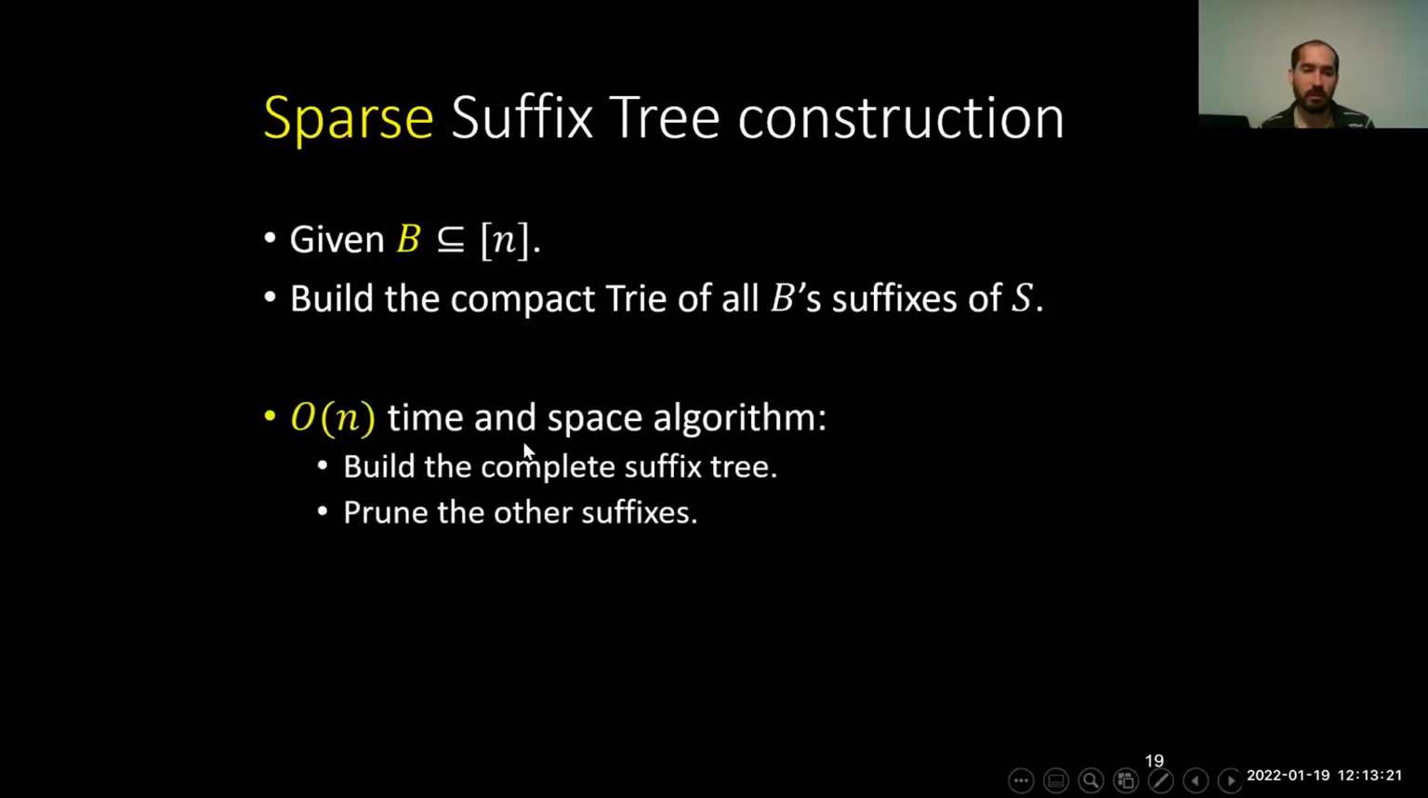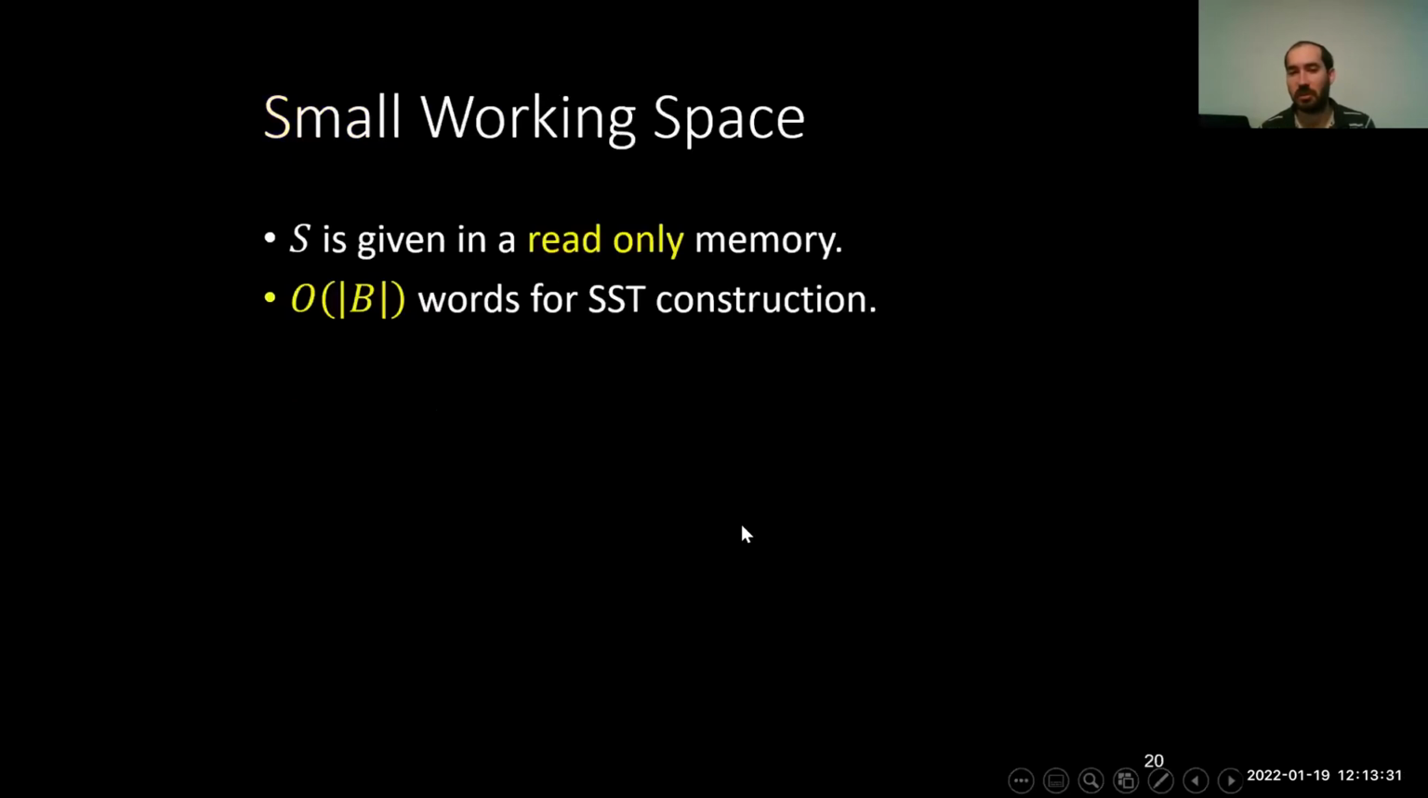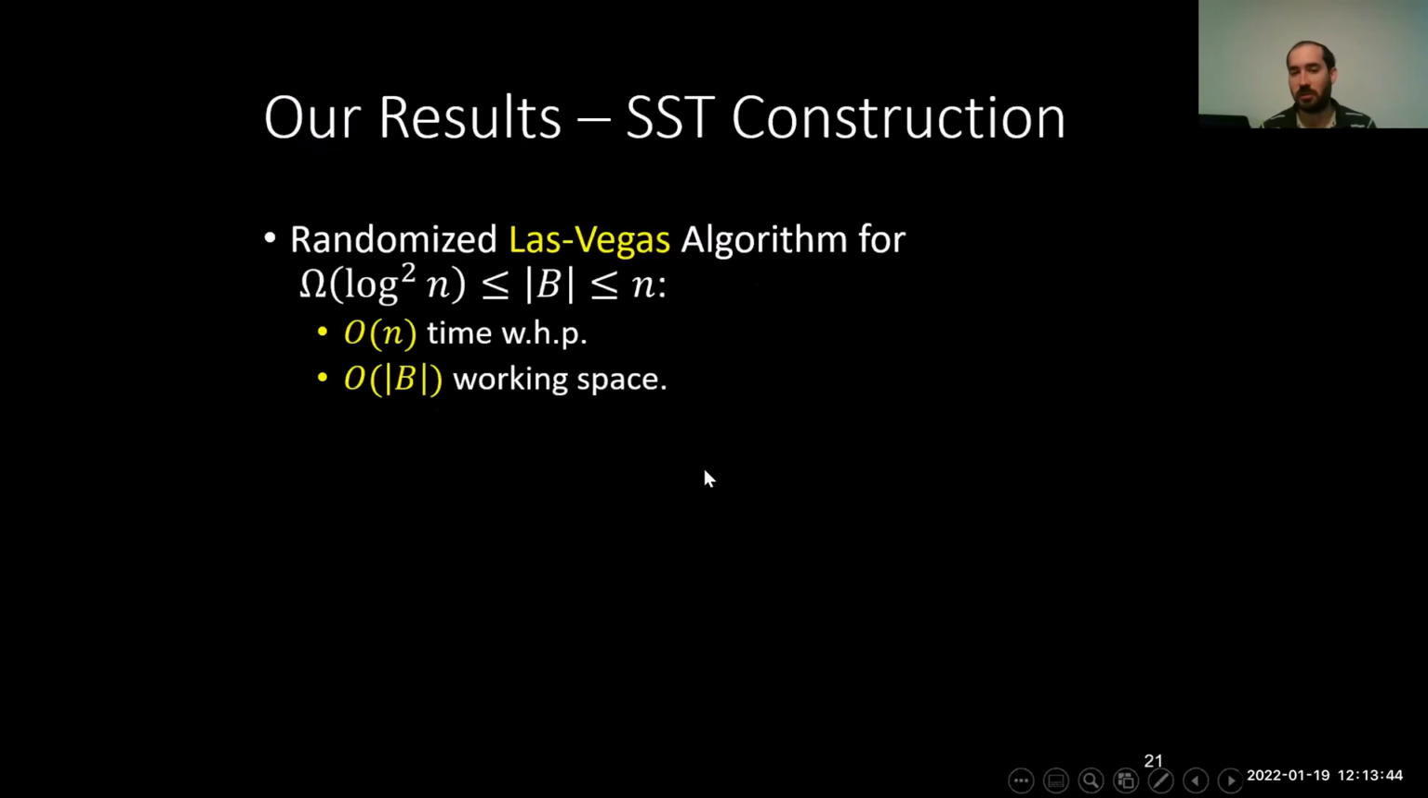And it is well known, it is pretty simple, to build such a sparse suffix tree just by building the complete suffix tree and pruning the suffixes that are not in B. However, if we have limited working space, then the problem is not so simple. So again, we assume the same model, that the string is given in read-only memory, and our space is linear in the output size, the size of the sparse suffix tree.